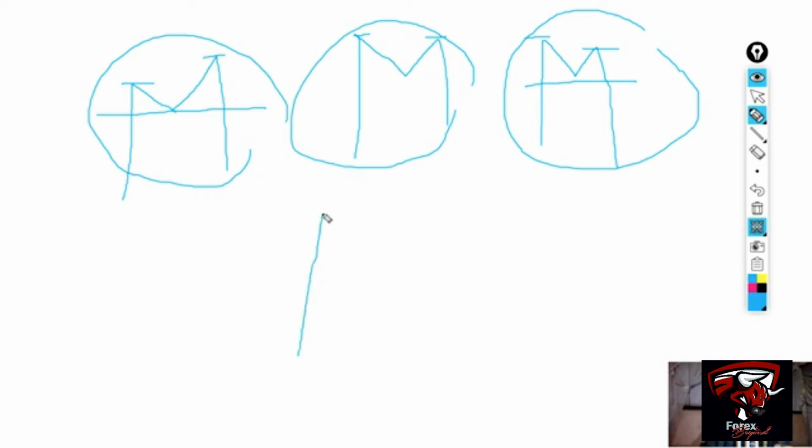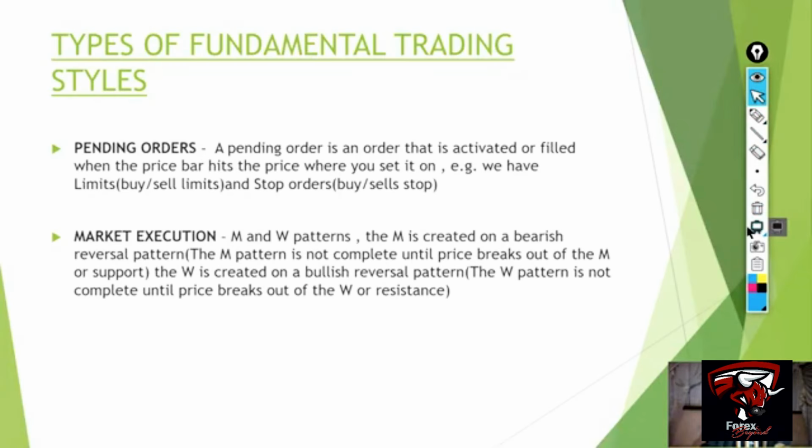So let's say for instance our M will be like this, and then when news occurs, that's when it will actually be complete, breaking your support level right here. That's what I meant by that. Okay, so now let's continue going to the W setup.